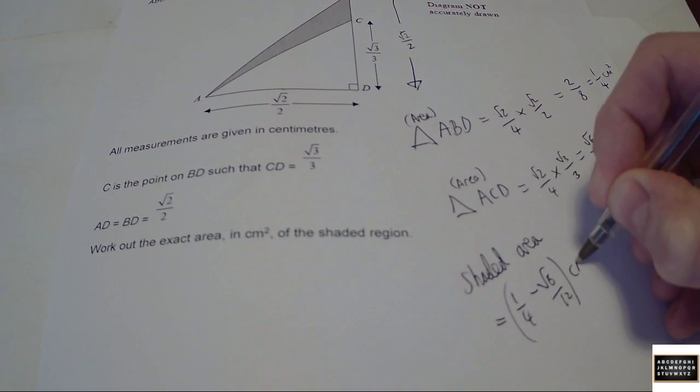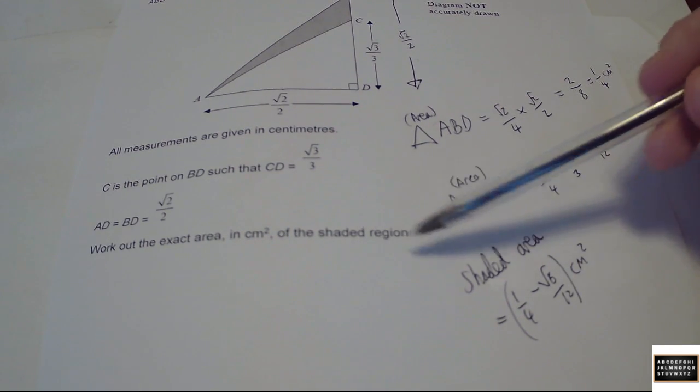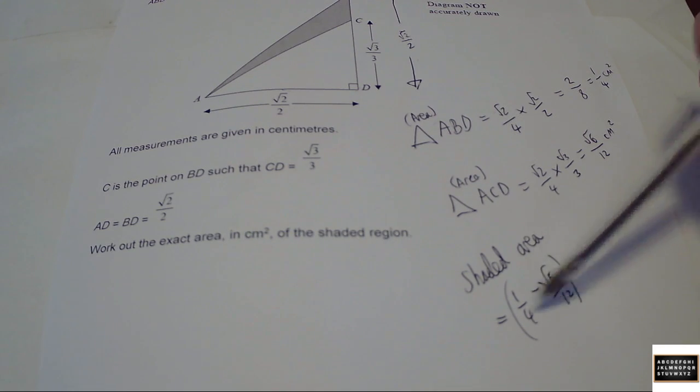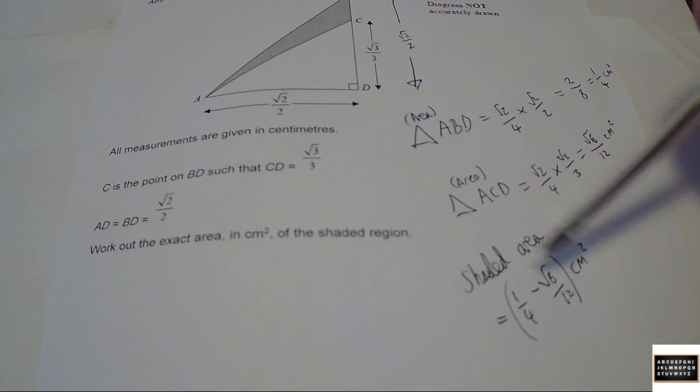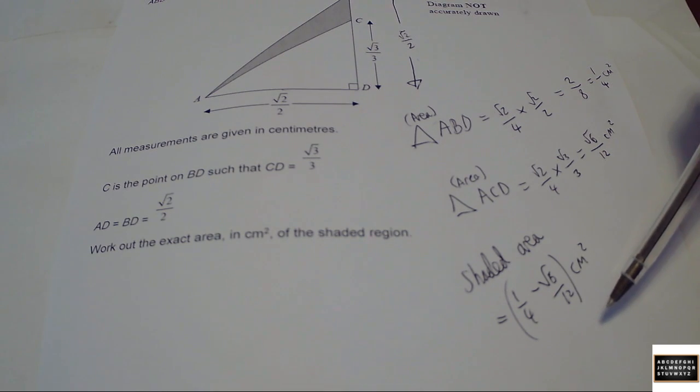And I'll put that in brackets and put centimetres squared, and that will do. It doesn't ask for it in a particular form. You can simplify this a little bit by having a common denominator and writing it as a single fraction, but to be honest, the answer scheme will probably have a variation on these answers, and this is probably one of them, so I'm happy that this is the answer for now.